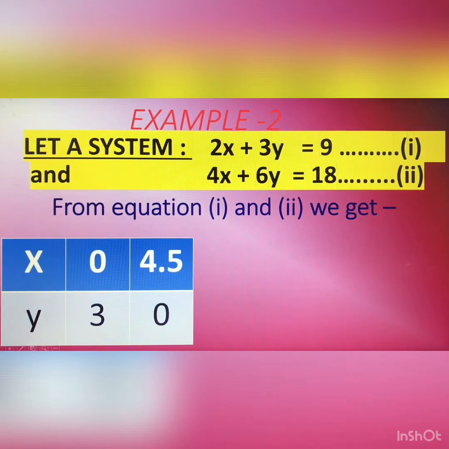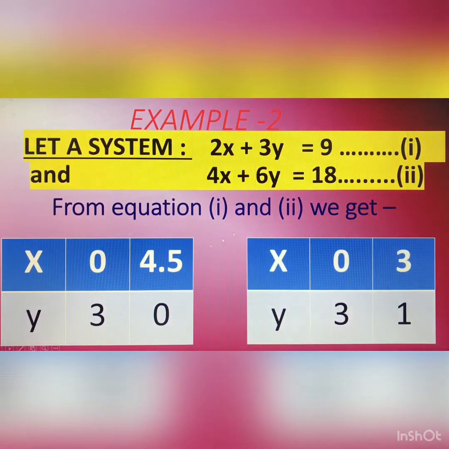From equation number 1, you can see that when you put y = 3 here, 3 threes are 9, and 9 and 9 cancel from both sides. Therefore, you will get x = 0. And when you put y = 0 here, the term is totally 0. Therefore, x = 9/2. 9/2 means 4 and a half, that is 4.5.